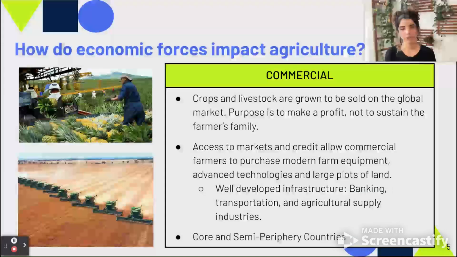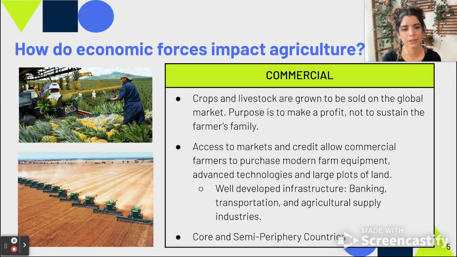So parts of rural Africa, Asia, and Latin America. Then we have commercial agriculture. So these are huge farms. They're meant for commercial purposes. So crops and livestock are grown to be sold on the global market. So these are meant for export. The whole point is making a profit. This has nothing to do with the farmer and his or her family. They do this to make money, not to make food for themselves.